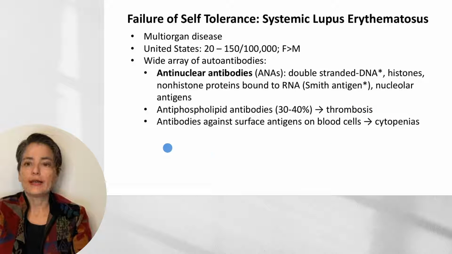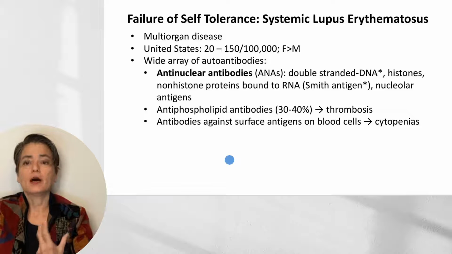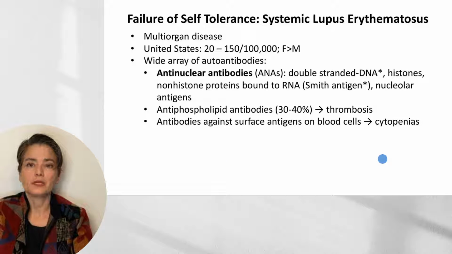In addition, we can get antibodies against surface antigens on blood cells, so platelets, red cells, lymphocytes. And because of that, we'll get opsonization of those cells, and they can be phagocytosed, leading to cytopenias.